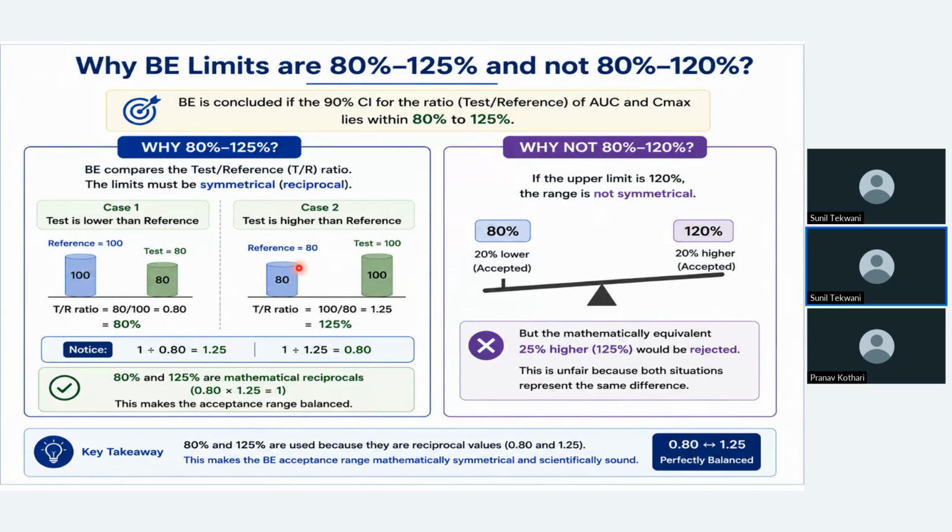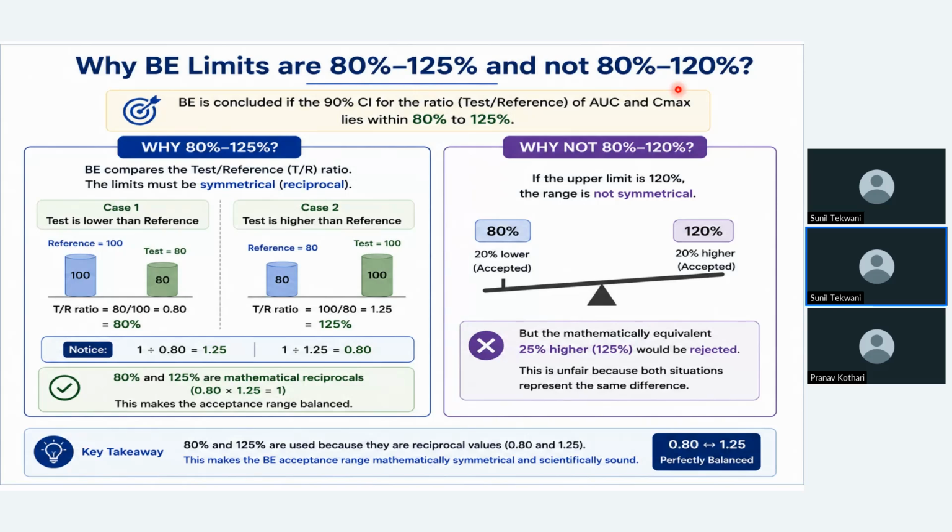If the reference product gives less concentration, 80 units, and the test product gives 100 units, still the ratio is T by R. 100 divided by 80 becomes 1.25, because it's not the subtraction, it's the ratio. So 100 by 80 becomes 1.25. In percentage, it will be 125%. That's why, being the comparison of ratios, it is 80 to 125%, not the subtraction. That's why the limits are 80 to 125%, not 80 to 120%.